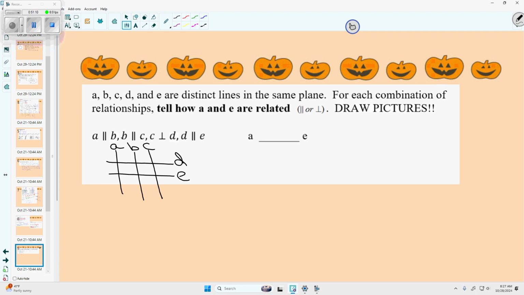Now I want to know, how does A compare to E? Is it parallel or is it perpendicular? Perpendicular. All right, are you okay there? Okay, I'm going to give you about 5 minutes. You have 3 of those to do and 2 questions about slope. Do them with the people at your table, so talk through them together.